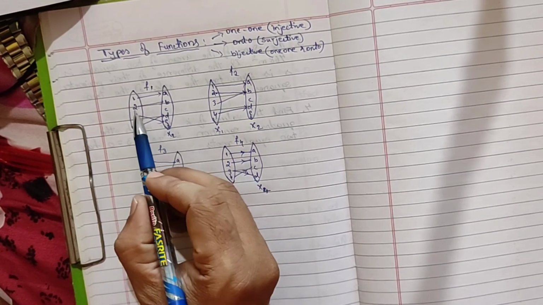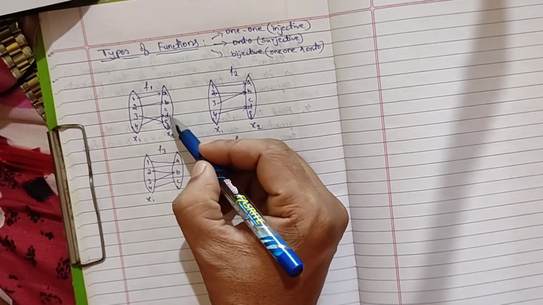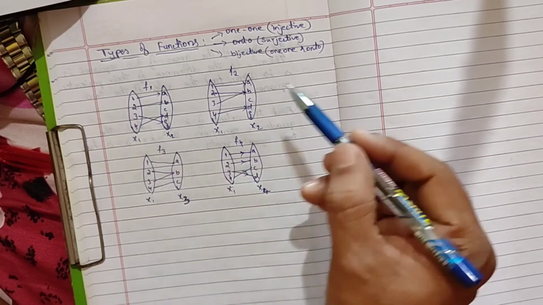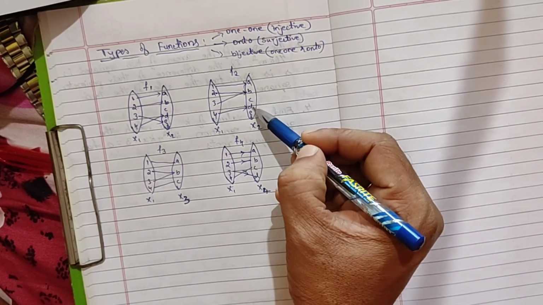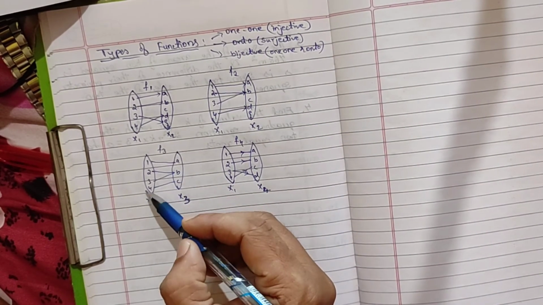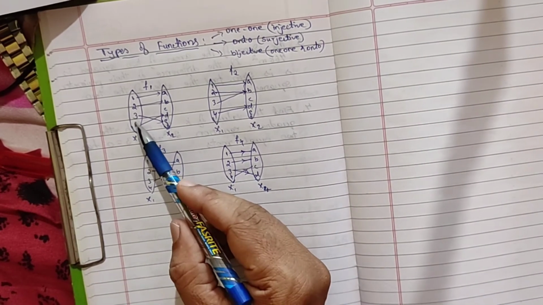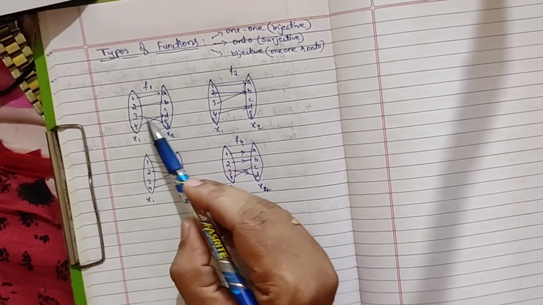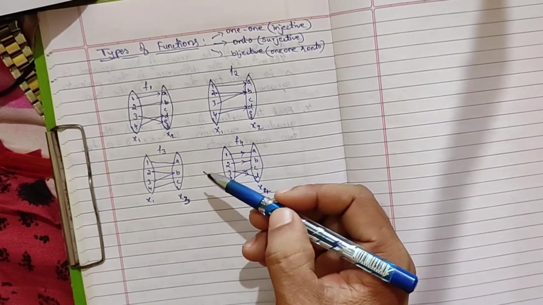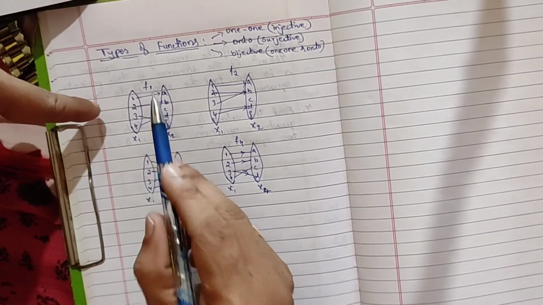Here 1 to a, 2 to b, 3 to e and 4 to d. So a, b, d, e are the images of X1. Here a, b, d are the images of X1, and here a, b, c are the images. So this is the domain. The remaining elements that are images of X1 form the range. And all the elements we consider in X2 are the codomain.